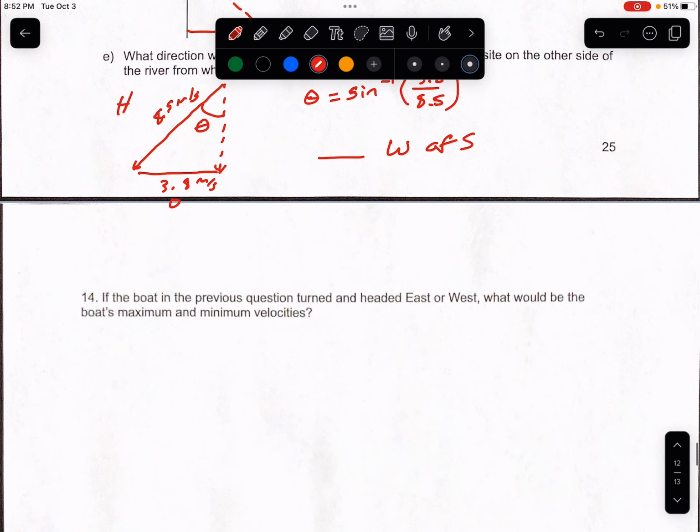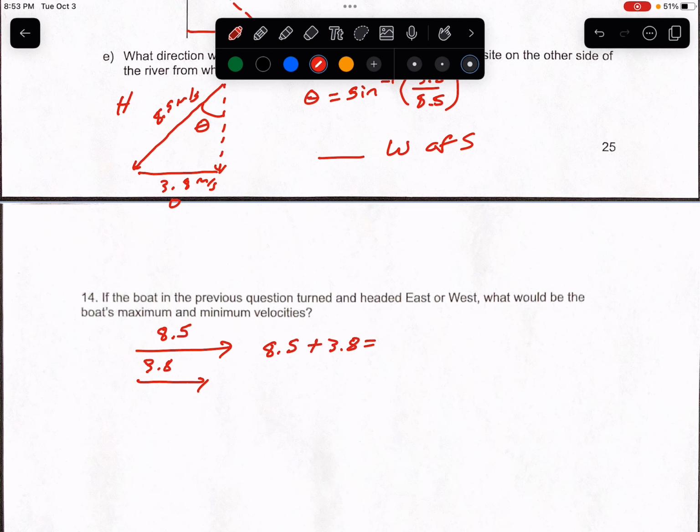Okay, number 14, if the boat in the previous question turned and headed east or west, what would be the boat's maximum or minimum velocities? Okay, so that means if my boat decides to go with the flow at 8.5 and the river is going this way at 3.8, what would be the resultant velocity of that? Okay, so that's going to be my maximum velocity. That's going to be 8.5 plus 3.8, and that's going to be 12.3 meters per second east.